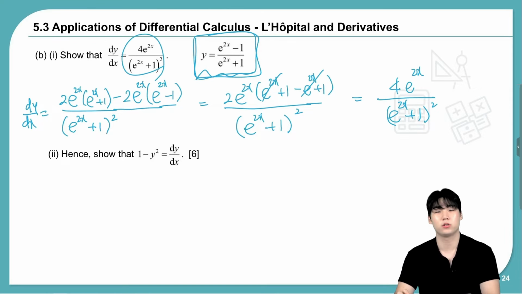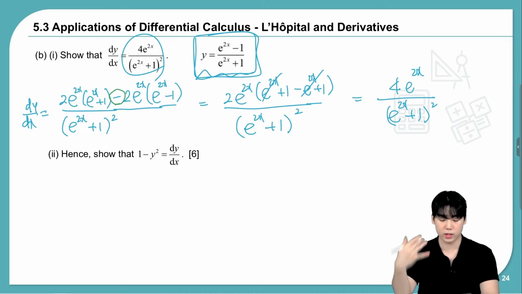Not too difficult, that's just simple quotient rule. But many students tend to make a mistake when they expand the minus sign, okay? So be careful. And let's move on. Moving on to the next question. Hence show that blah, blah, blah. So it's a hence question.